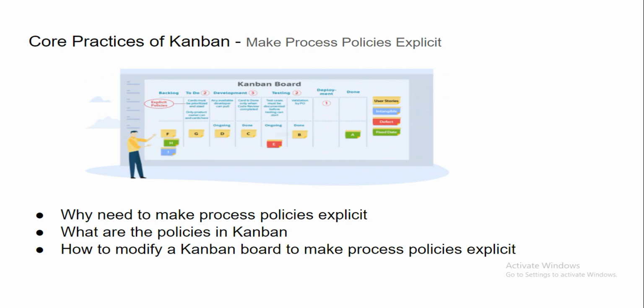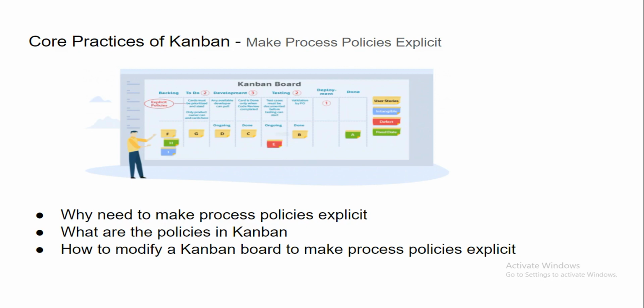What are the policies in Kanban? The policies can be at the board level, at the swim lane level, and for each column. They can be a checklist of the steps to be done for each work item type, entry and exit criteria for each column, or anything at all that helps team members manage the flow of work on the board level. So how do we modify a Kanban board to make process policies explicit?